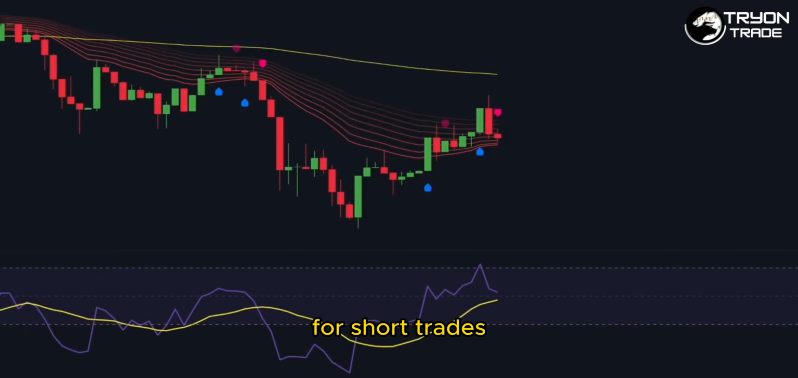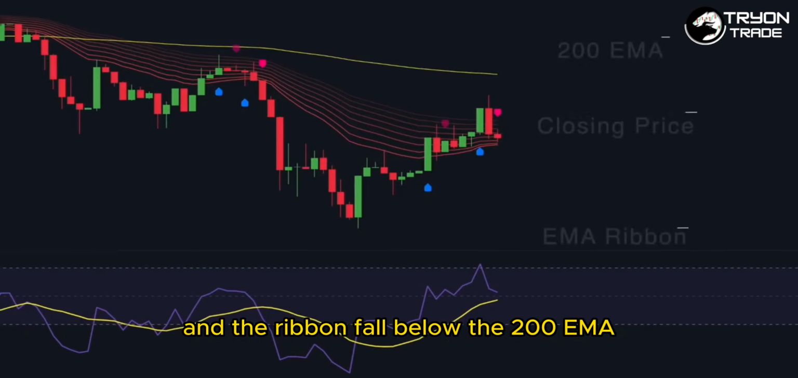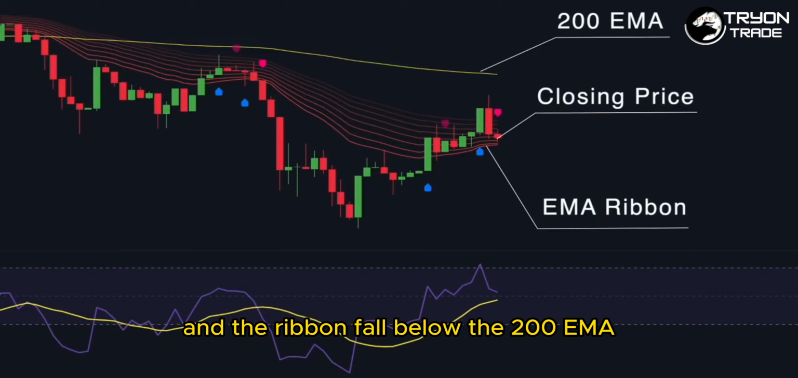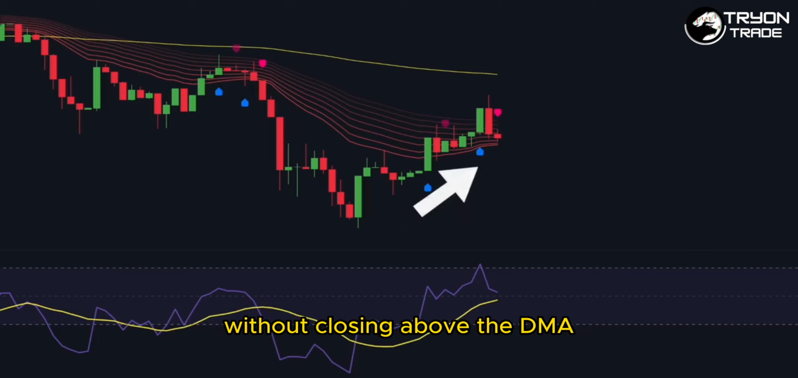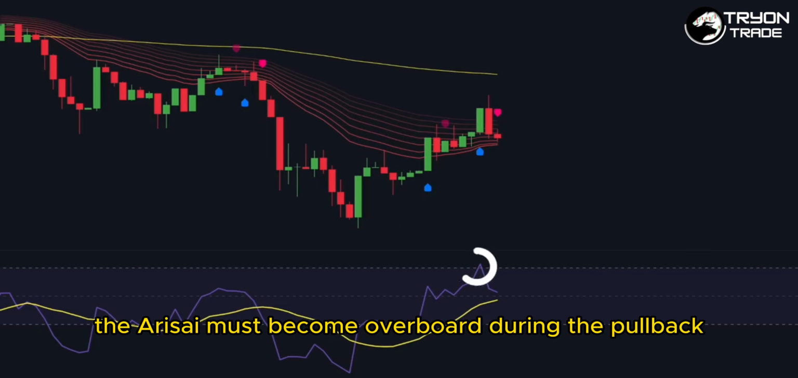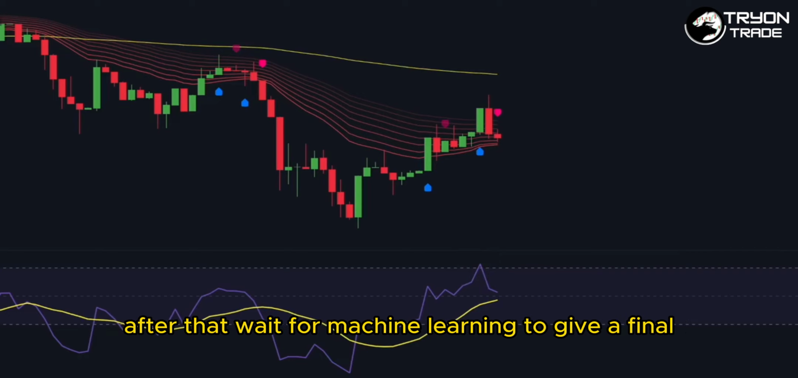Do the opposite for short trades. First, wait until the price and the ribbon fall below the 200 EMA. The ribbon must become red and the price must pull back into the ribbon without closing above the 200 EMA. The RSI must become overbought during the pullback. After that, wait for machine learning to give a final confirmation.